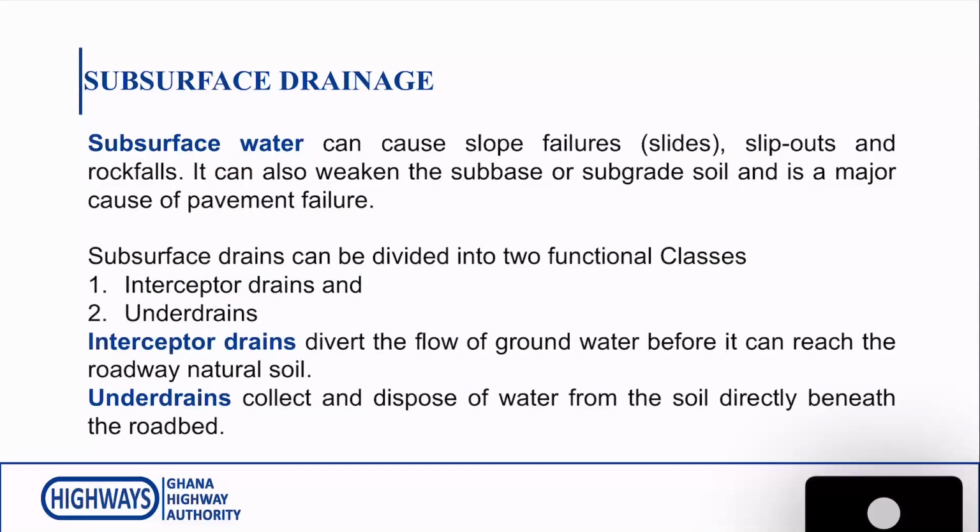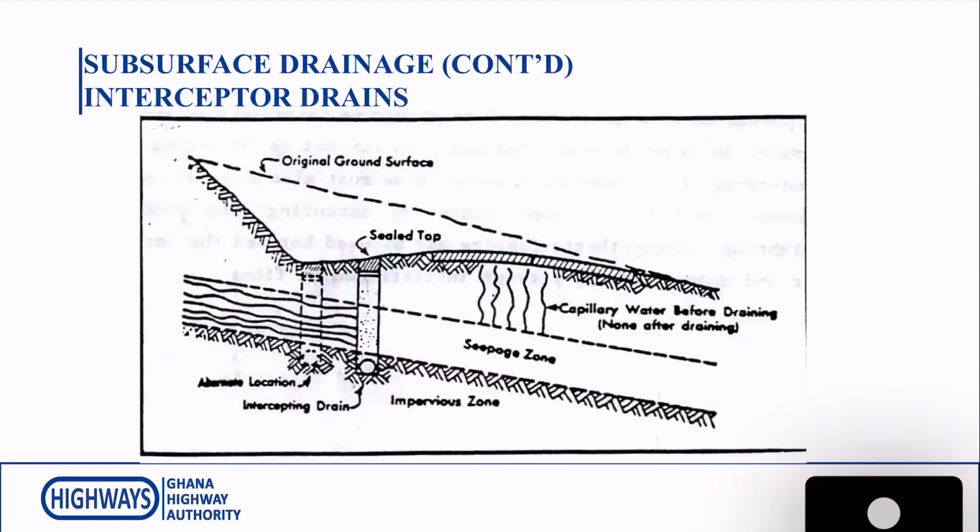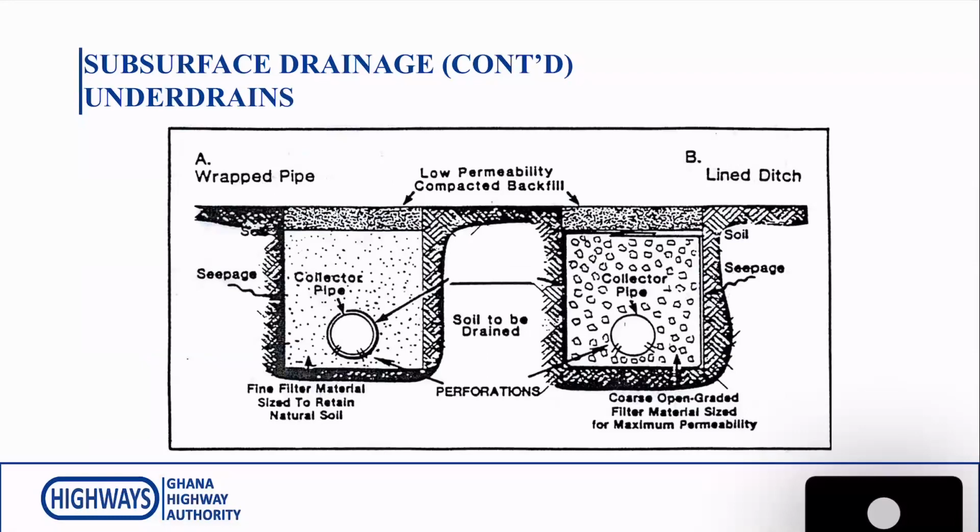The next one is what we call under drains. Under drains collect and dispose of water from the soil directly beneath the roadbed. A typical example is what you have on the screen. Most subsurface drainage systems consist of a perforated pipe that removes underground water collected from the surrounding soil.